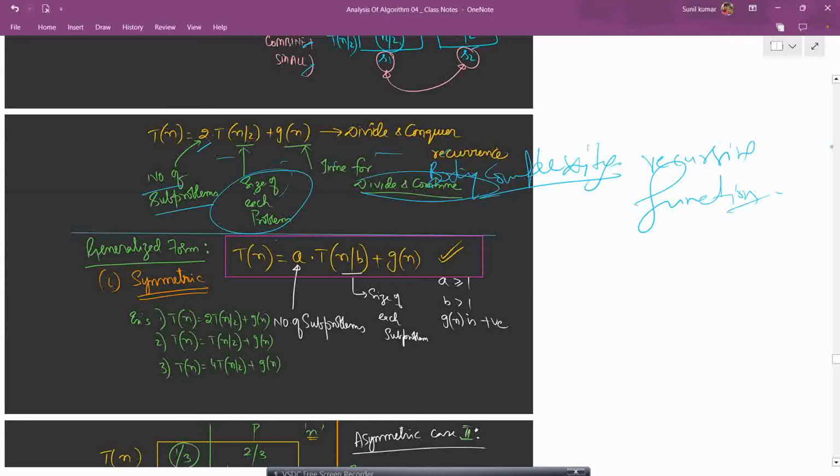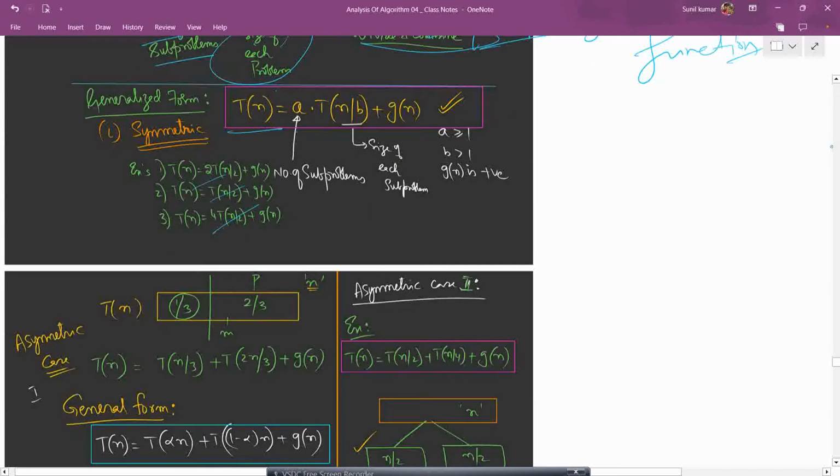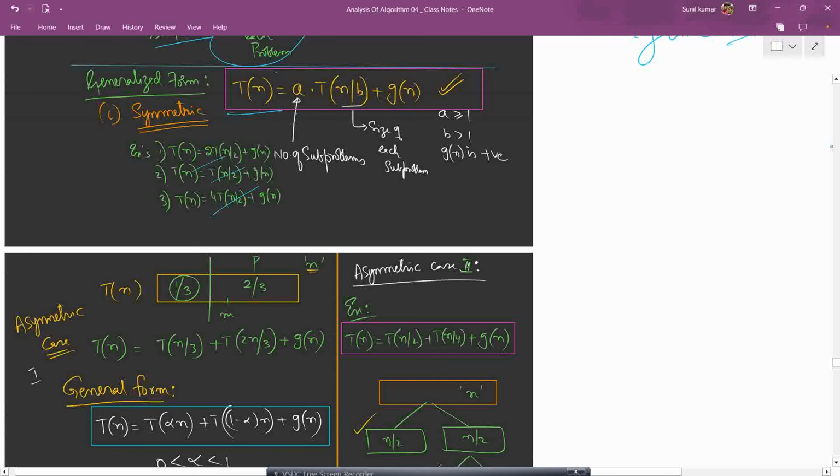All right, so the generalized form: T(n) = a T(n/b) + g(n). This is the general form, with the size of the sub problem and the number of sub problems. It could be 2T(n/2), 4T(n/2). So this is not the case for the asymmetric. These are two types of divide and conquer problems.